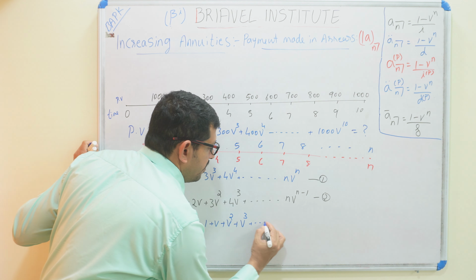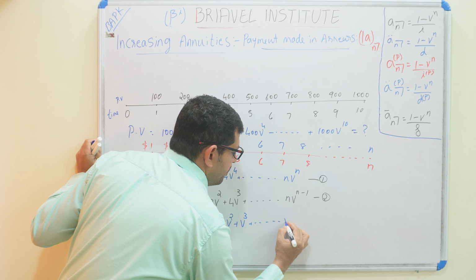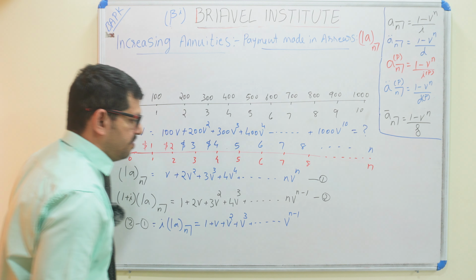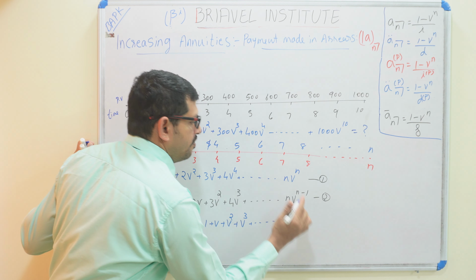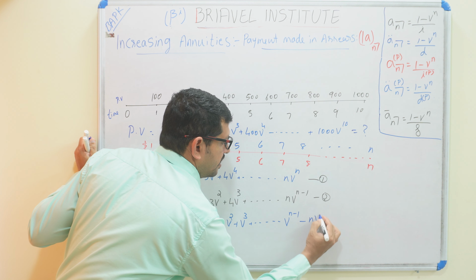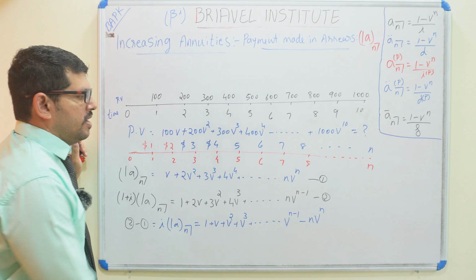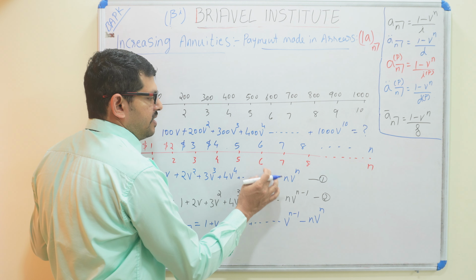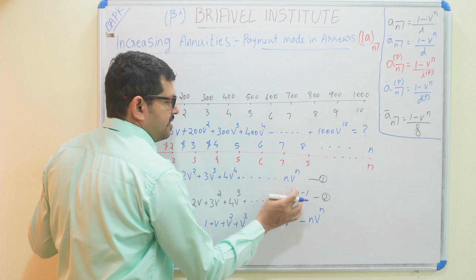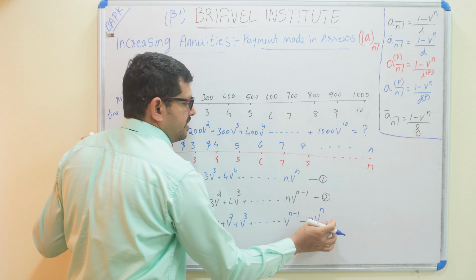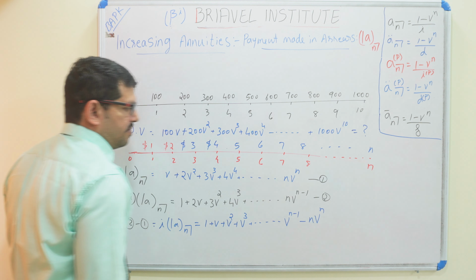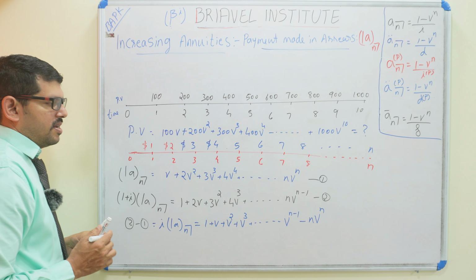Like that, if we go on, we'll get v raised to n minus 1. And here one more term is there, minus n v raised to n. Here n minus 1 is there, v raised to n minus 1, and one more term, minus n v raised to n. So both of these we subtracted here.